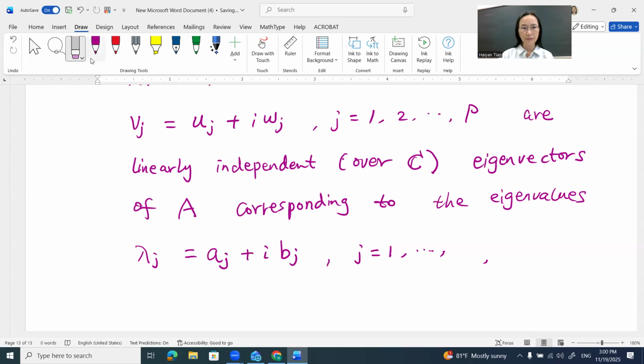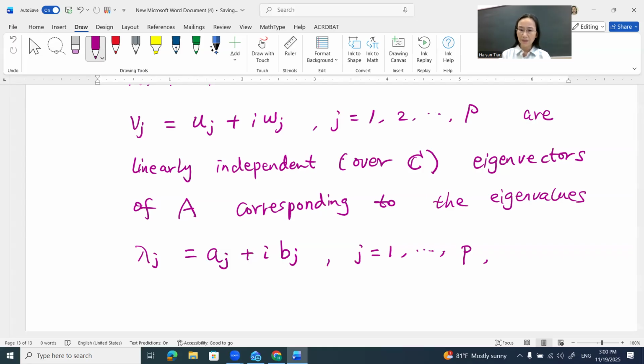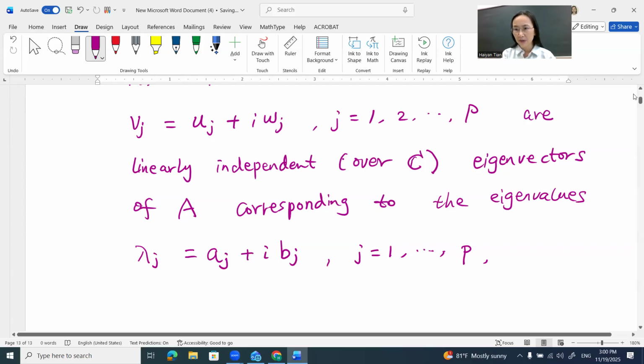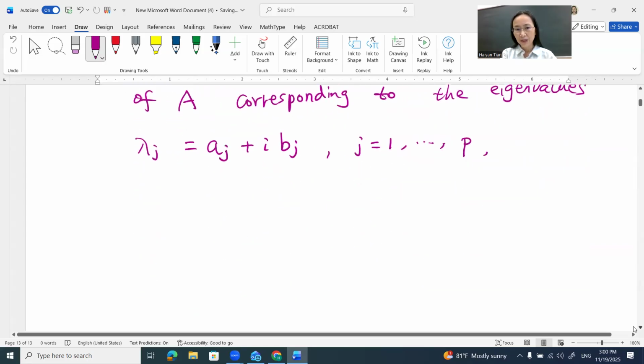You might be wondering, then you have p, and p is only half of n. Remember, we assumed n as an even number, which is twice this integer value p. N is 2p, but p is only half of n.